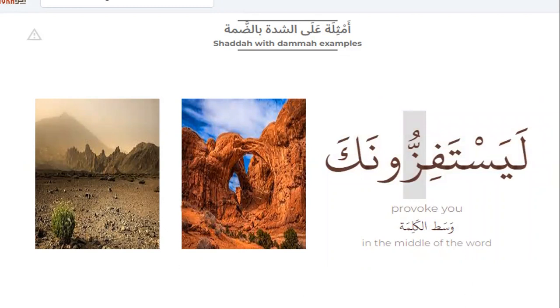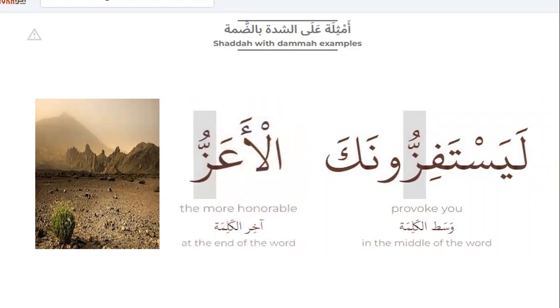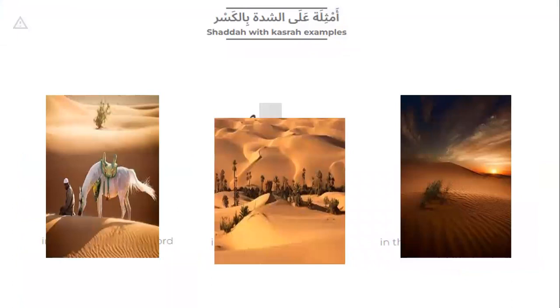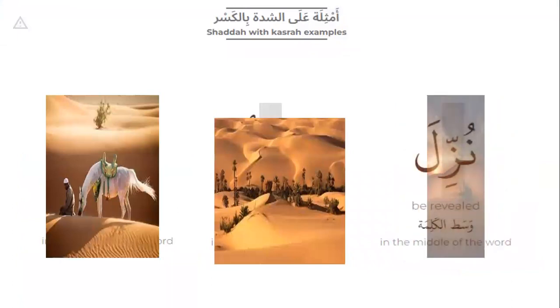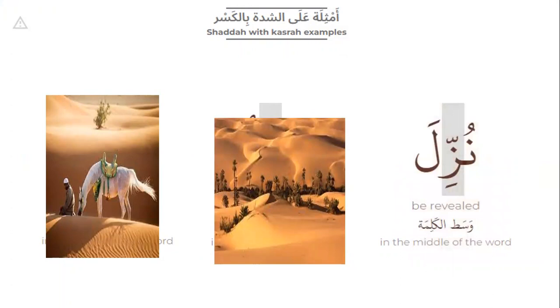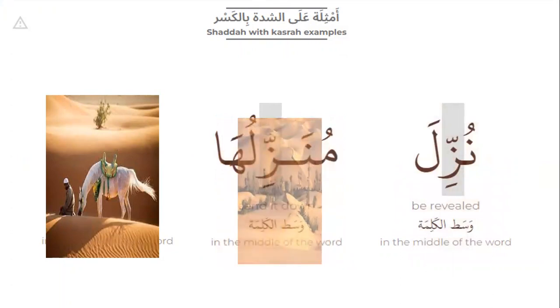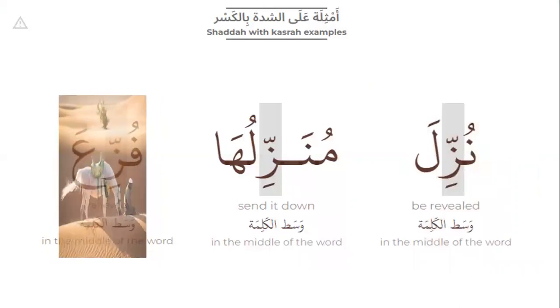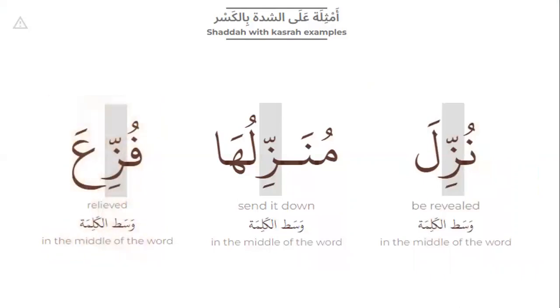La yastafizzunaka. Al-a'azzu. Tu'izzu. Shadda with kasra. Nuzzila. Munazziluha. Fuzzi'a.